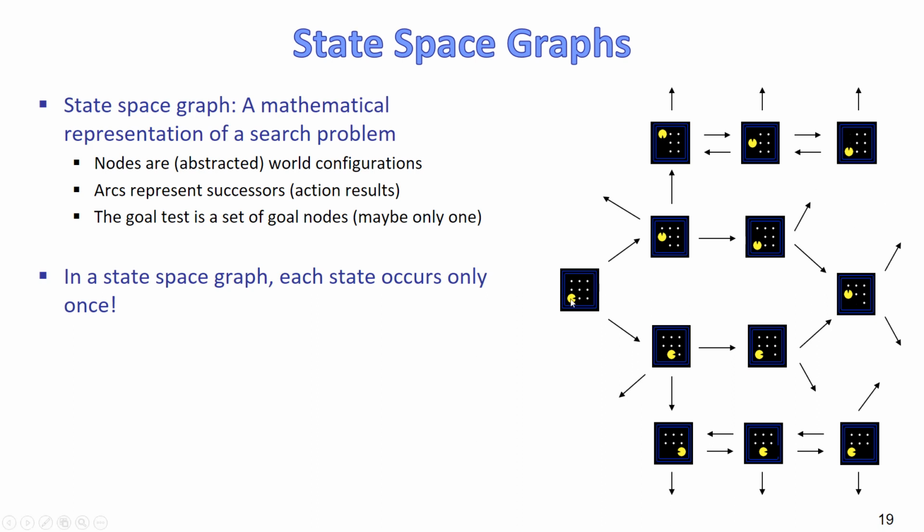So, for example, if Pac-Man is in this state, then it can go to this state going north, or this state going east. And so on. This state can go to this node or this node. This state can go to this node or this node. Notice also that whenever we go to a state that we saw before, we just refer back to it. So we don't create a new node if the state is seen again. It's a graph, so we can have cycles, so we can go back, and each state will have only a unique node in the state space graph. So each state occurs only once.